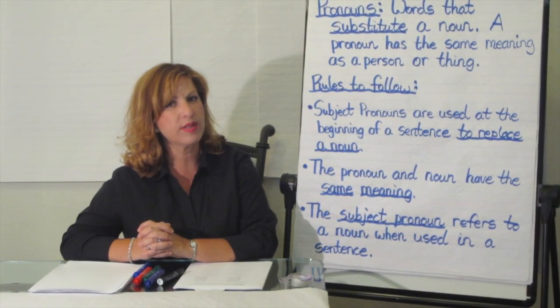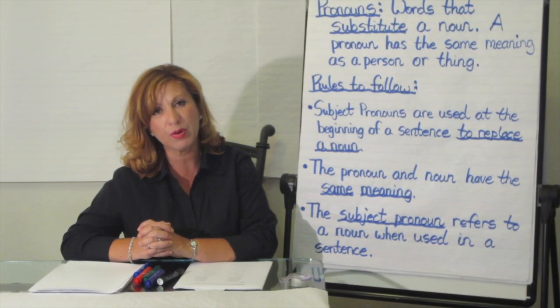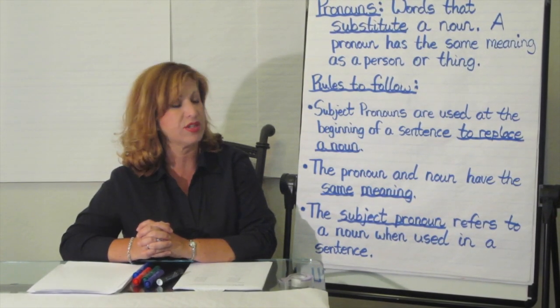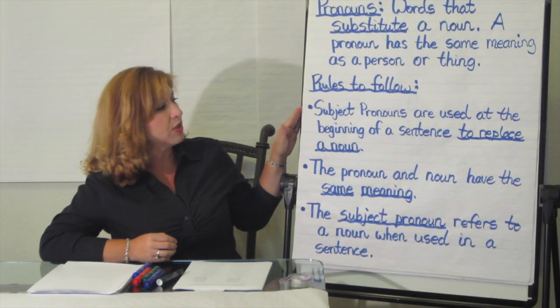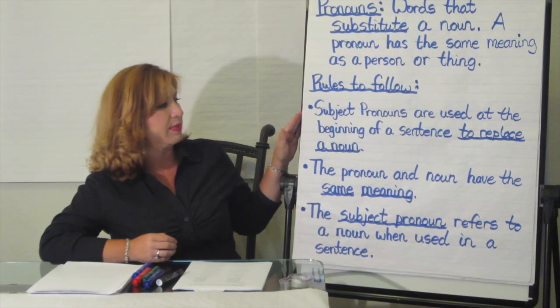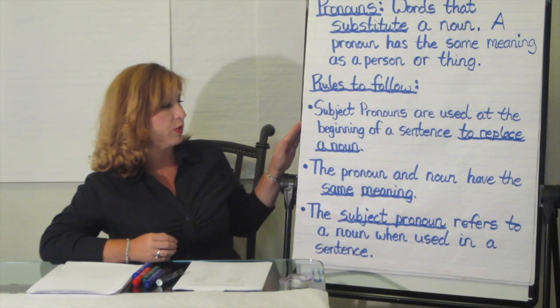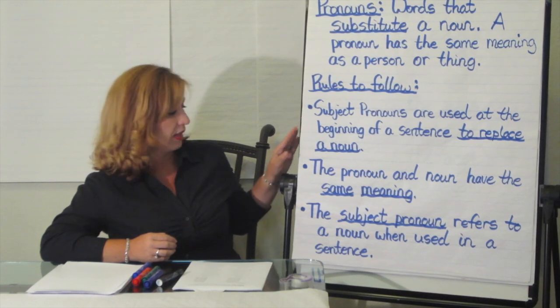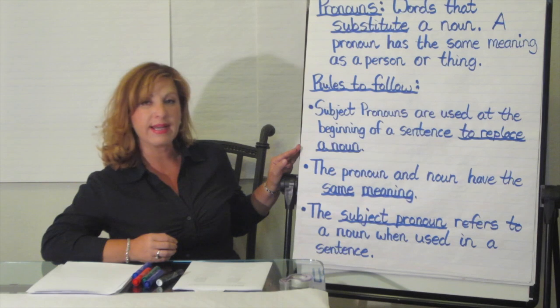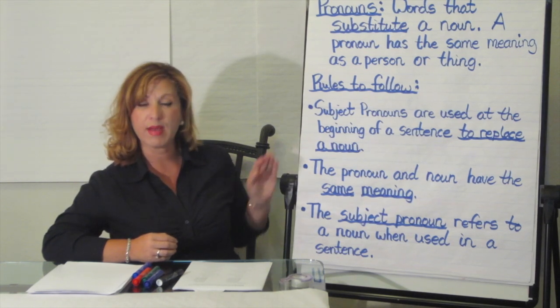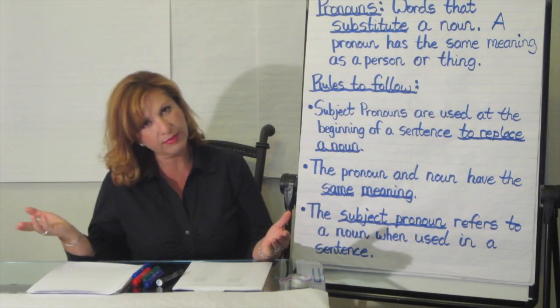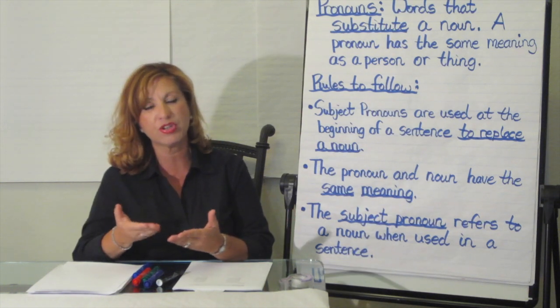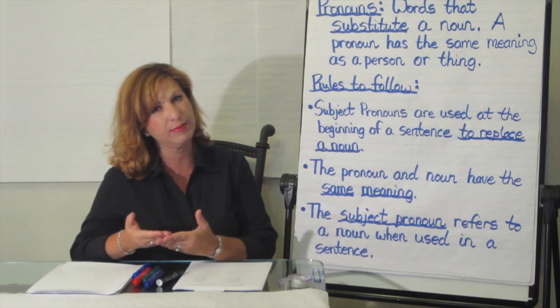So let's continue with some of the rules that we need to remember in order to do the next exercise. Rules to follow. Subject pronouns are used at the beginning of a sentence to replace a noun. The pronoun and noun have the same meaning. For example, she is the girl or the woman. They mean the same thing. We're talking about the same person.